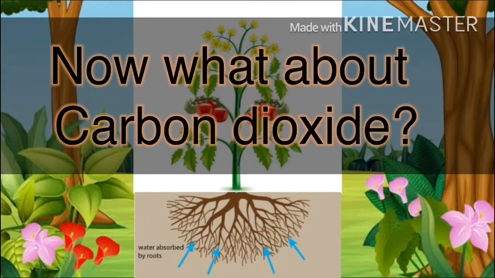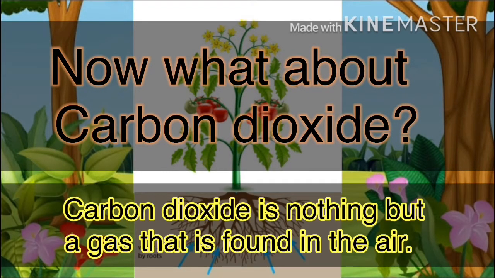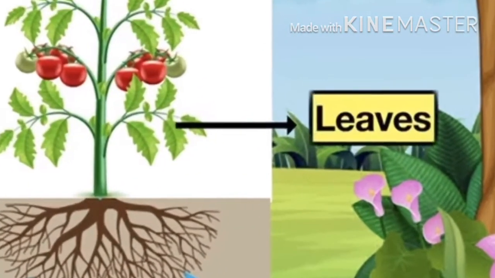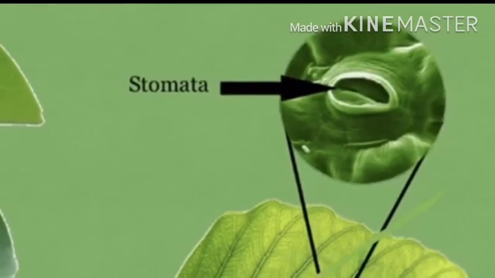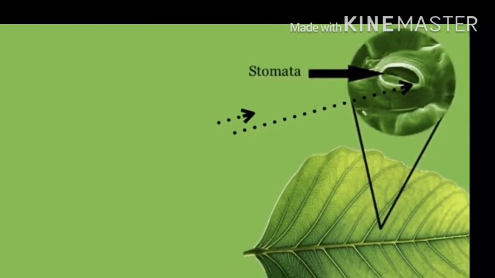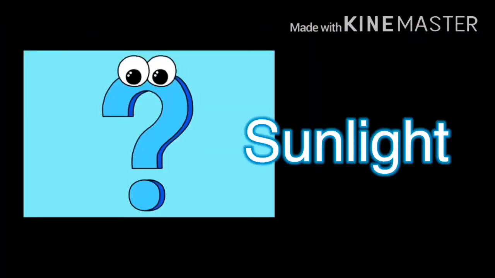Now what about carbon dioxide? Well, carbon dioxide is nothing but a gas that is found in the air, right? Now the leaf of the plant, on its underside, has little tiny pores that are actually called stomata. Now these stomata is where carbon dioxide from the air enters into the plant, right? Now I wonder where sunlight comes from. From the sun, of course.